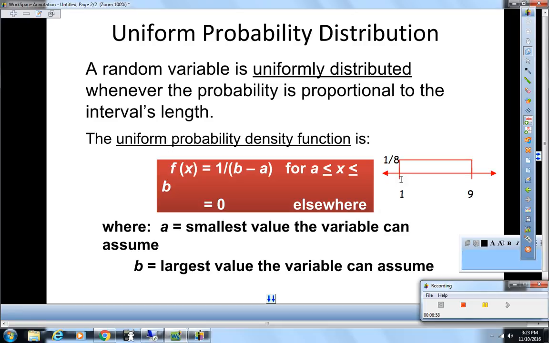If I do 1/8 times the width of my interval, 8, I get 1. That should be the area under my curve. I've done it right. Anywhere else it's 0. So my function is just in between 1 and 9. That's a uniform distribution. So it seems complicated, it's actually quite simple. You're just finding out how wide the interval is, and then your function is 1 over the width of that interval.